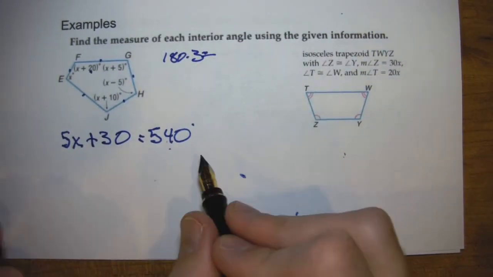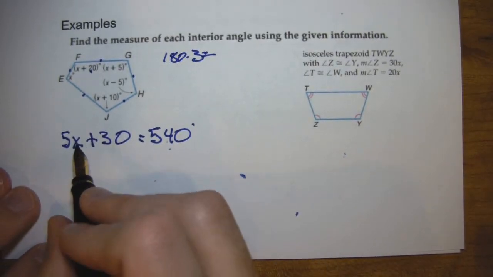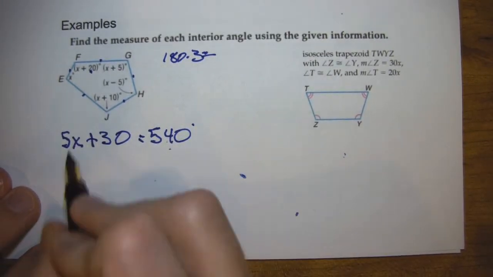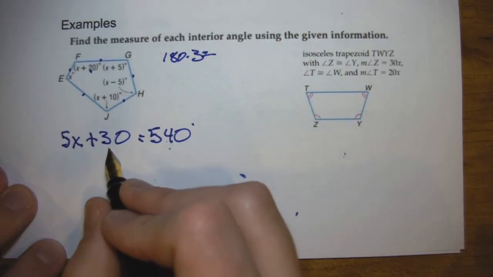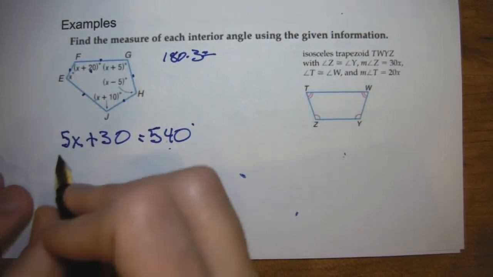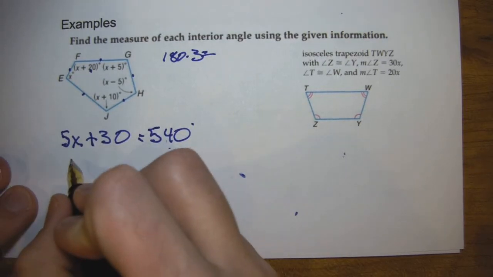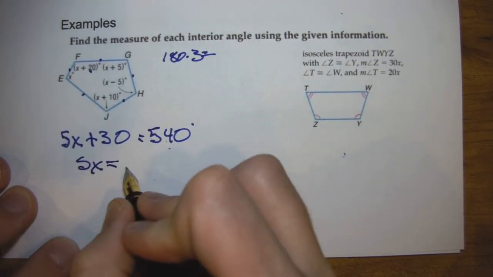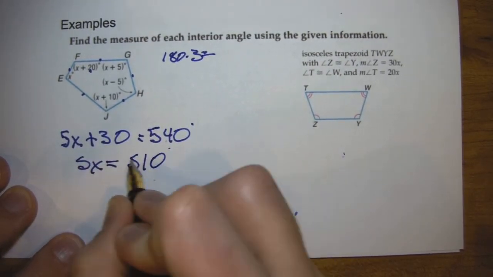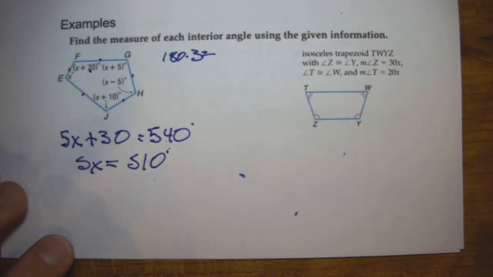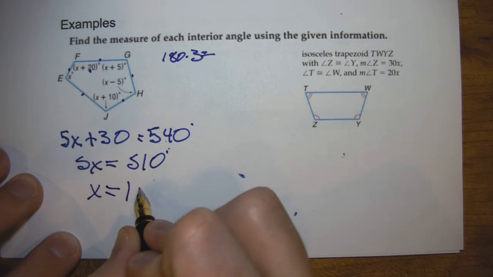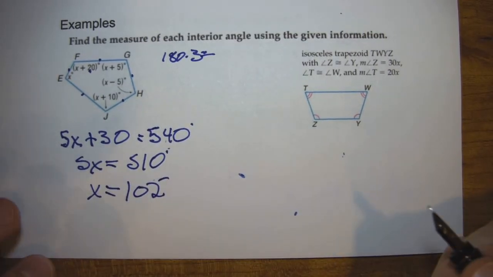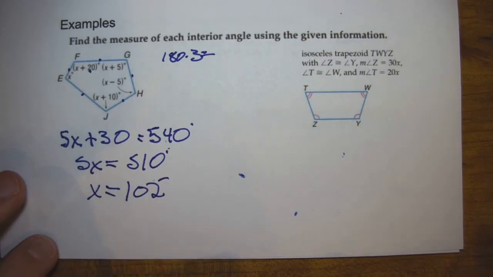Cool. So if I solve this, I can get x and then plug it back in, either add or subtract, and get what we need. So let's go ahead and do that real quick. I'm going to subtract 30 on both sides. So that's 5x equals 510. Make sure I put my 0 in there. And then we can divide that out by 5. So 5 goes into 5 once, 5 goes into 10 twice. Cool. So x is 102 degrees.